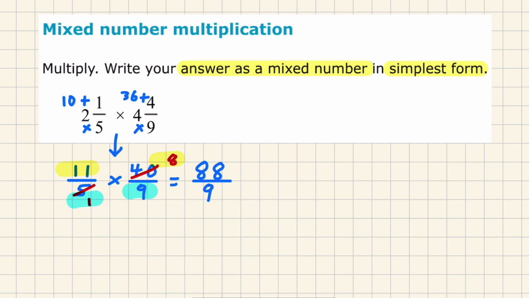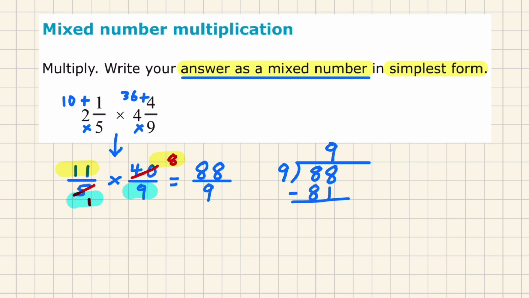And looking back at the instructions, we were asked to write the answer as a mixed number instead of the improper fraction that I currently have. I can convert by dividing the 9 into 88. 9 goes into 88 9 times. 9 times 9 is 81, leaving a remainder of 7. That remainder is our numerator, and the denominator is still 9. The mixed number is in its simplest form, so 9 and 7/9 is our solution.